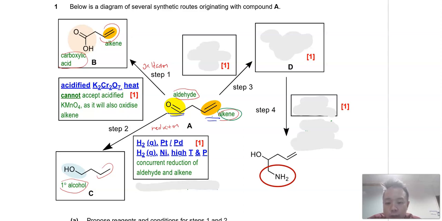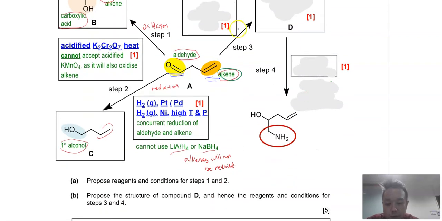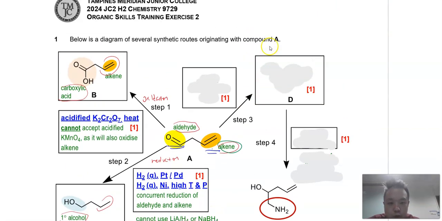The only reducing agents you can't use in this case are lithium aluminum hydride or sodium borohydride. Lithium aluminum hydride or sodium borohydride cannot be used, because why? The alkene will not be reduced. Okay, if not, then we'll move on to the next part, where we are supposed to look at the structure of compound D and propose the reagents and conditions for steps 3 and 4.